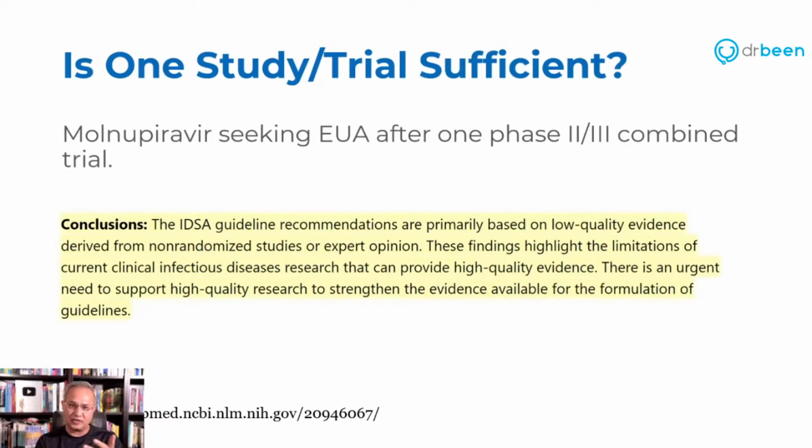The total number of people in it is about 700 something. We don't even know how many are phase 2 and how many are phase 3. We have no idea other than what the company put out. And we are moving towards EUA with that. So Molnupiravir is seeking EUA after one combined phase 2 and 3 trial. Conclusion, and this is the conclusion I showed you before, the Infectious Disease Society of America approves with one or more studies, only 60% approvals.